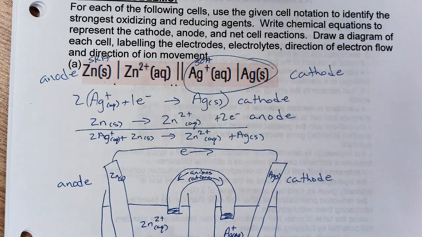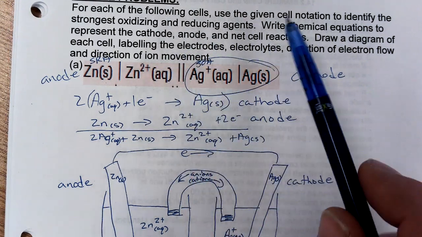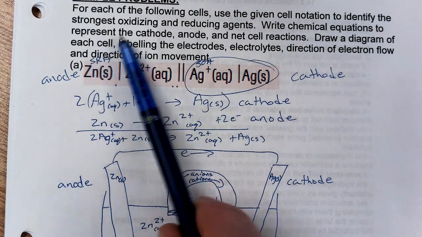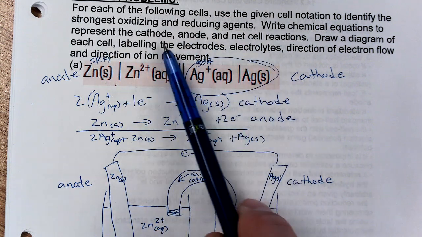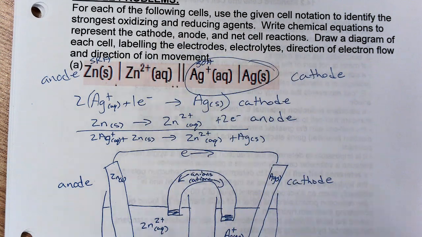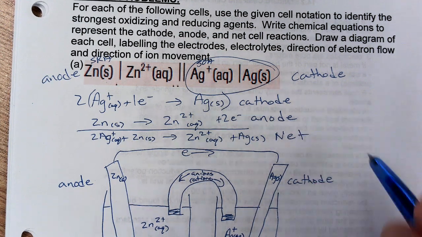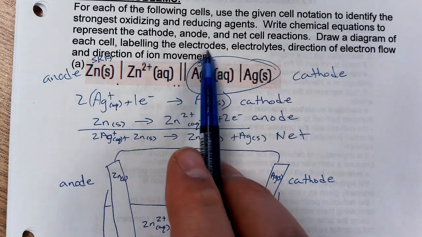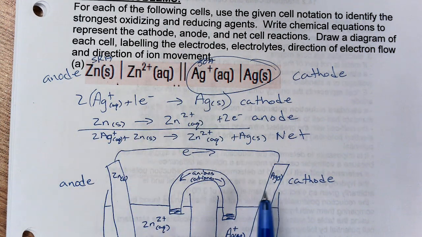Looking back at what it wants, we got the chemical equations at the cathode, anode, and the net cell reaction. So this would be our net. Draw a diagram of each cell, label electrodes. So our electrodes are our anode and our cathode.